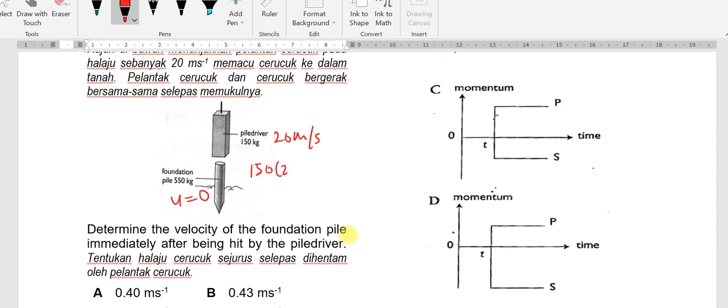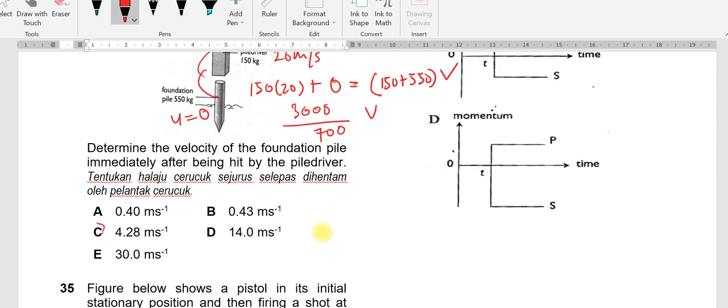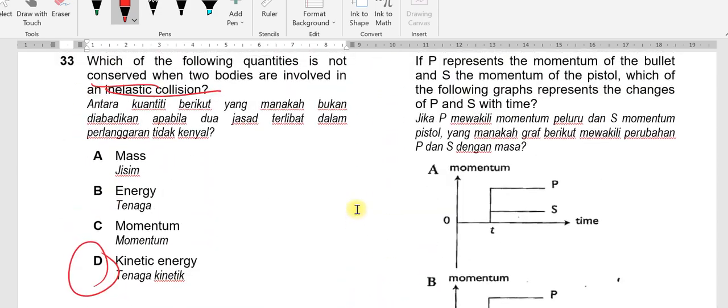So first thing, 150 times 20 plus 0, since the pile is at rest. Then both combine, the mass is 150 plus 550, and then times V, because it is inelastic. 150 times 20 should be 3000. 150 plus 550 is 700. So 30 over 7, which is equal to 4.29. Closest answer is C.